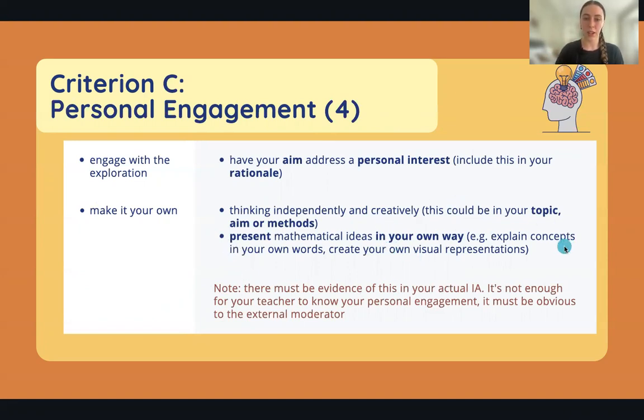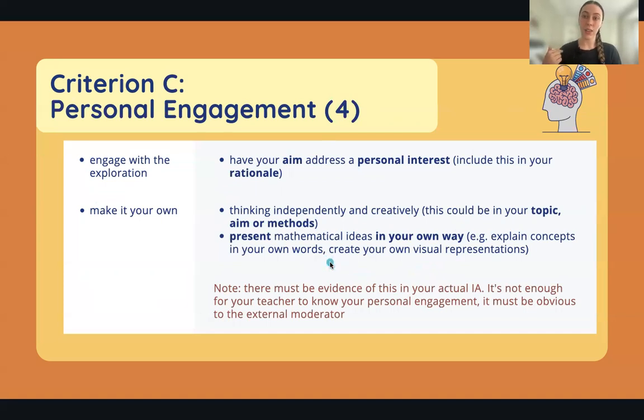Similarly, presenting mathematical ideas in your own way. If they can tell that you've explained the concepts in your own words, that's why it's so important to give the dictionary definition, and then give the definition of things in context of your IA. And then also when you're justifying what you're doing, again, show that you actually understand what you're doing, by the fact that they can tell that you've written this in your own words, and that you've created your own visual representation. So you've created your own graphs based on this, and you're able to explain and unpack those graphs.